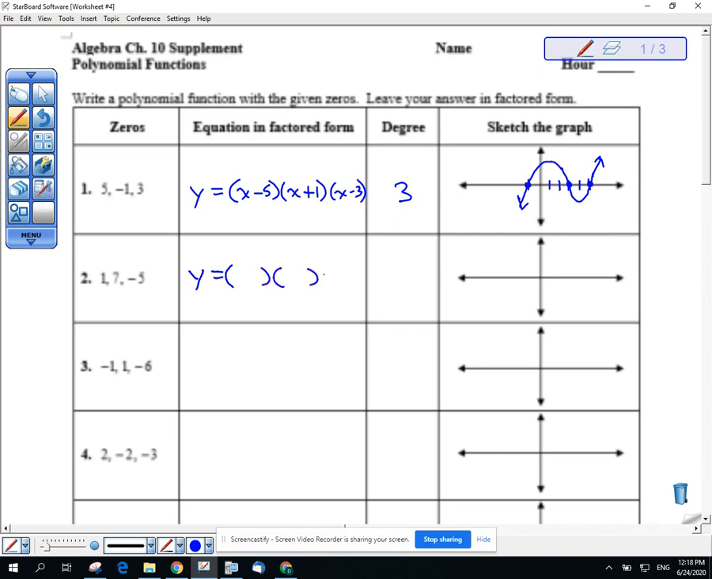How many factors will there be? Isn't it 3? Because there's 3 zeros given. It's going to be x minus 1, x minus 7, and x plus 5. Make sure you change minus negative to plus. So once again, this is of degree 3.